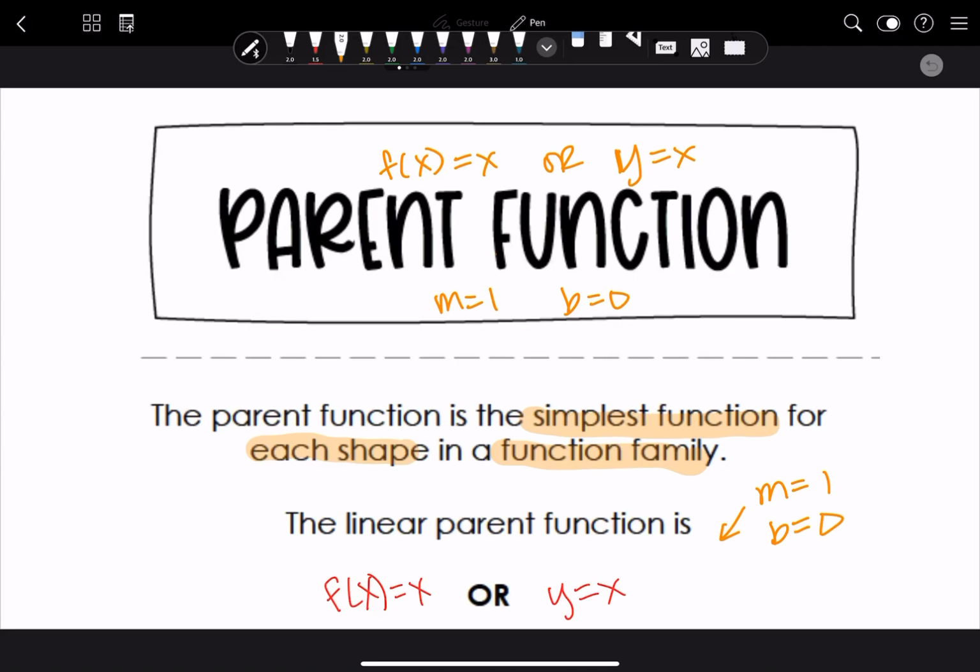All right. Now, any transformation that is going to be done to a linear equation, it's being done from this parent function. This is where it starts. Just like you guys started from your parents, that's where you came from. Yes, that's how biology works. These equations are going to be coming from the parent function.